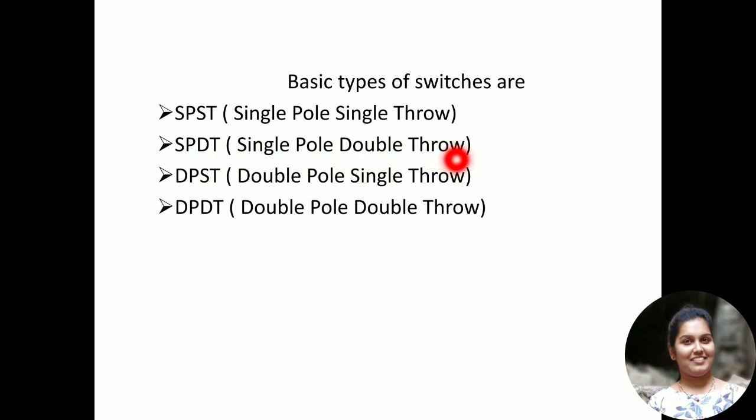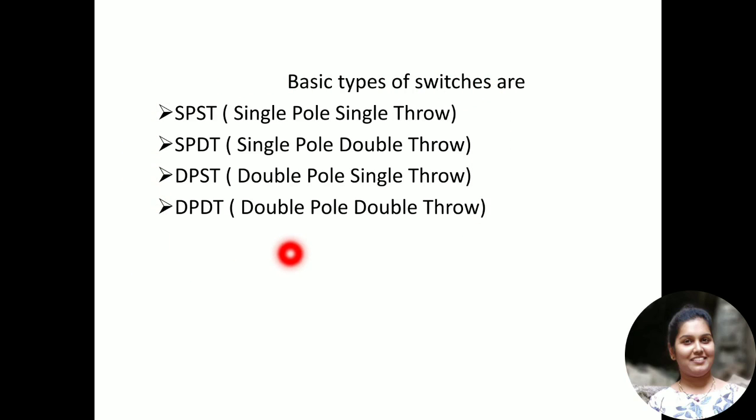So by the name itself we can understand what the purpose of this switch is and what it can do. Okay, double pole single throw, DPST. Next, DPDT, double pole double throw switch. So depending upon the number of poles and number of throws, we find 4 different types of switches.